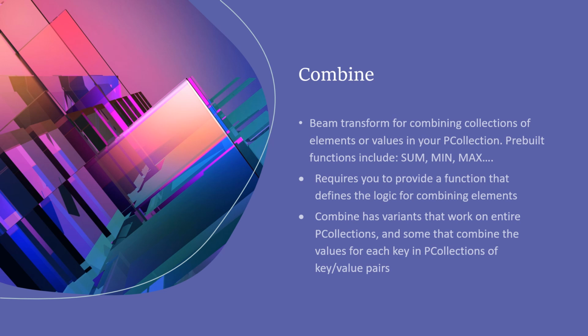Combine globally works on the entire PCollection. Combine per key combines the values for each key in a PCollection of key values. Combine per key accepts a function that takes a list of values as an input and combines them for each key.